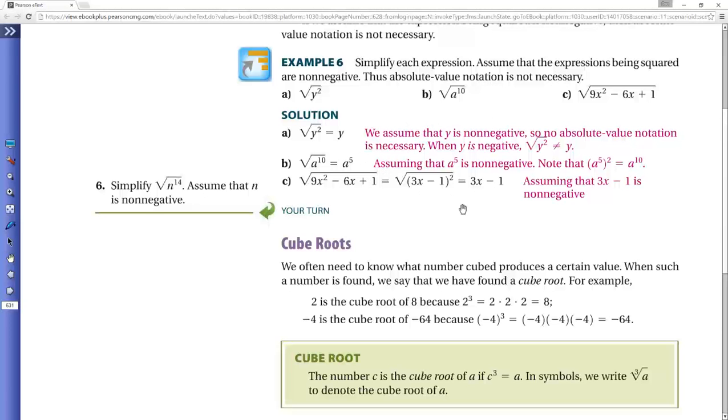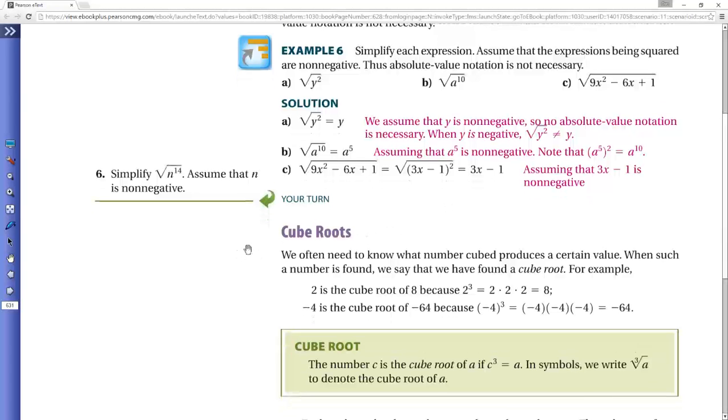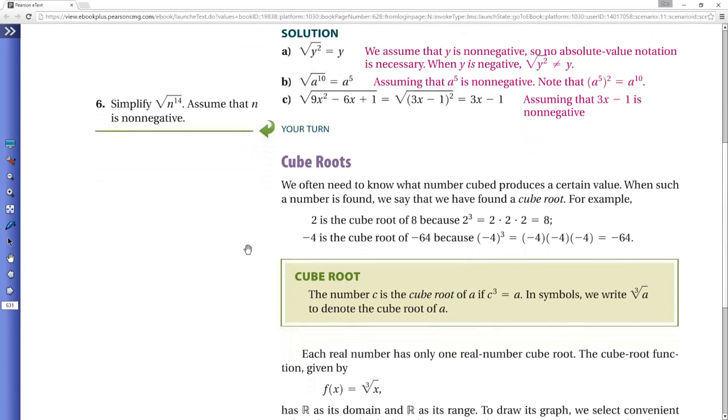So make sure that we address all possibilities. If they wouldn't have said that, we'd have to say at the end of this that it's actually the absolute value of 3x minus 1. Okay, cube roots are very similar.